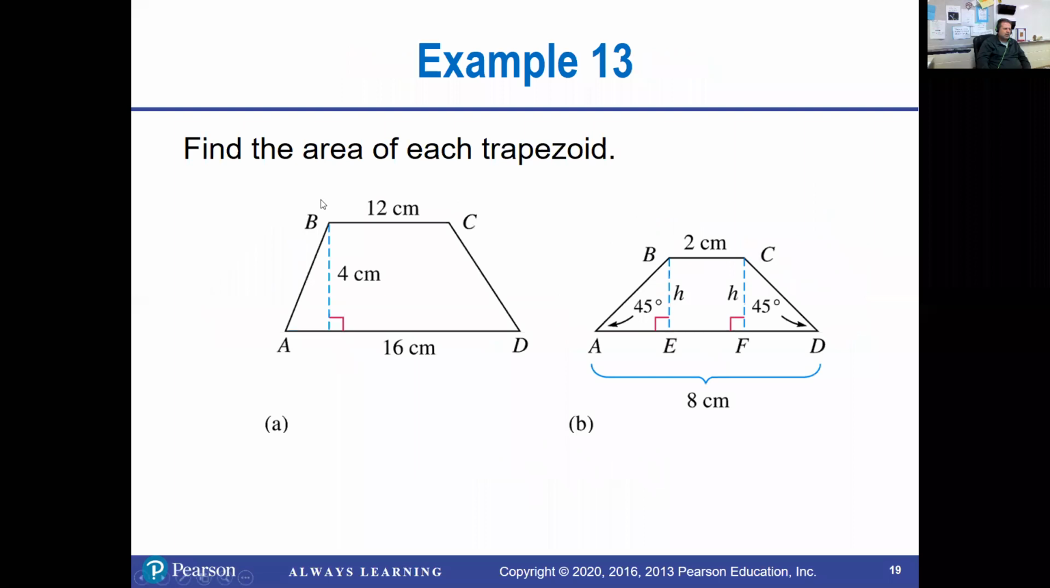Okay, now this one, here's your base and your base. So that's 28 times 4, okay? And then divide by 2, and that gets you 56.